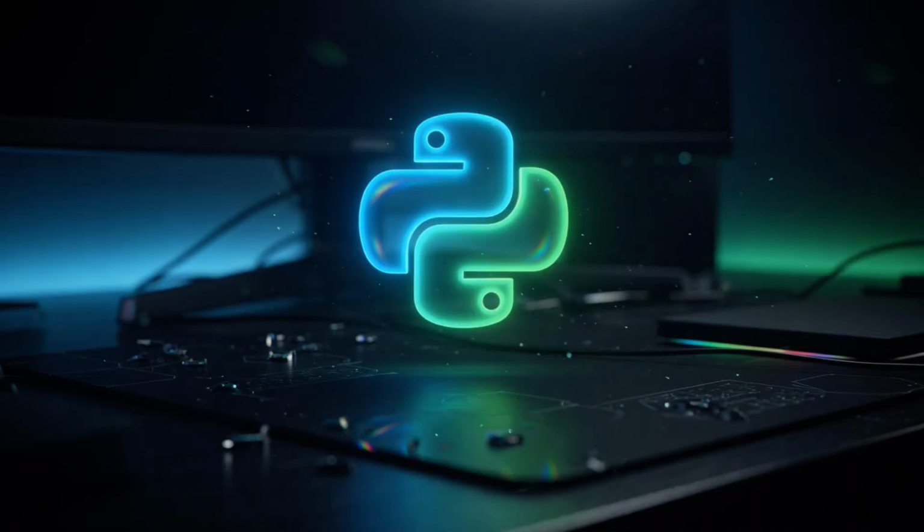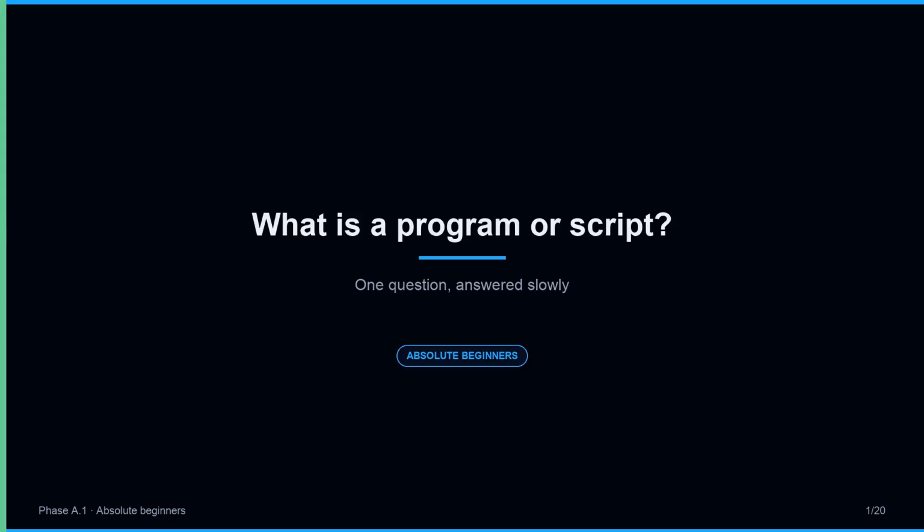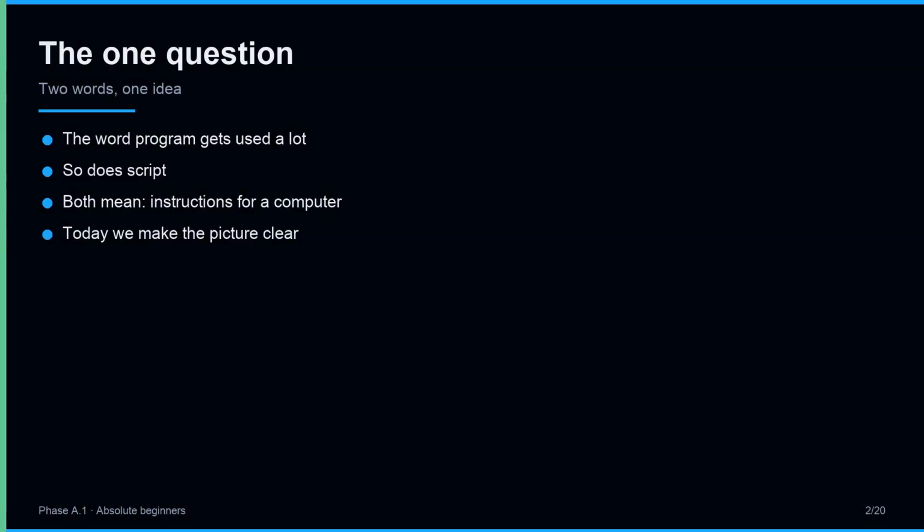Welcome to a slow, beginner-friendly lesson on what a program or script is, made for absolute beginners. This lesson has one job: explain what a program is, and what people mean when they say script. No big project. No tool install. Only the mental model. Here is the whole lesson in a single breath.